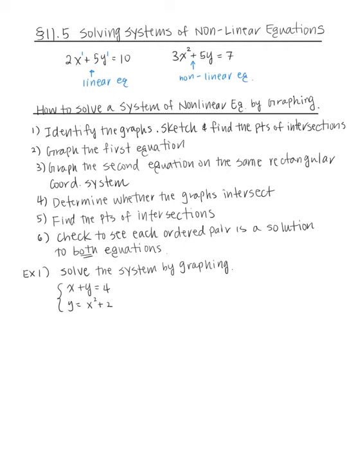Let's take a look at example 1. Solve the system by graphing. So what is the system? The first equation is x plus y equals 4. The second one is y equals x squared plus 2. Alright, step 1, we need to identify each graph. Let's look at the first equation. That is a linear equation because the exponents on x and y are both 1, so this will be a line. Now let's take a look at the second equation. What is that graph going to look like? Yes, it's going to be a parabola. Let me just write that out.